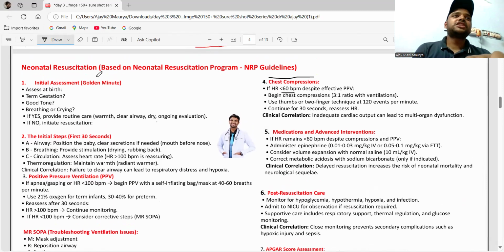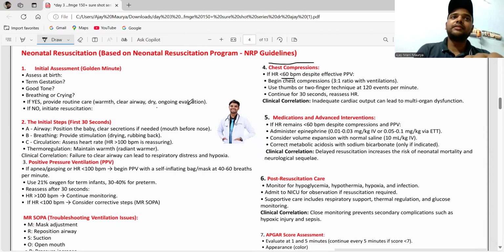See, first of all, guys, in the golden minute, you have to assess at birth: term or preterm, good tone or not, breathing or crying. You have to assess this. If yes, provide routine care like warm, clean, clear the airway, dry, and ongoing evaluation. That is the normal thing you do during the delivery.